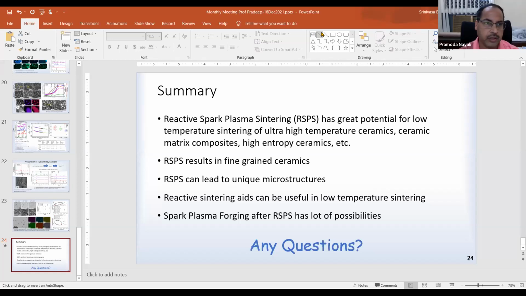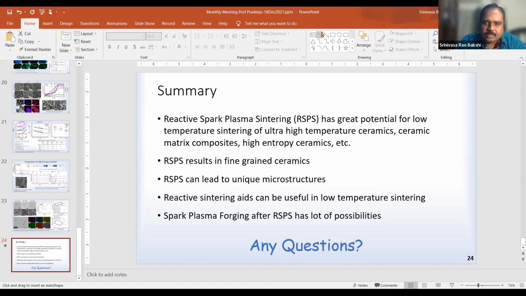Professor Pradeep, I have a couple of questions. Yeah, go ahead, Pramod. So, Professor Bakshi, during this reactive spark plasma sintering, because the time scale is very, very small, there is a probability of overshooting of the temperature. Let's say if you are taking 1000 or 3000, it may go a couple of hundred more. So how do you get rid of that overshooting? Yeah, so that is true.